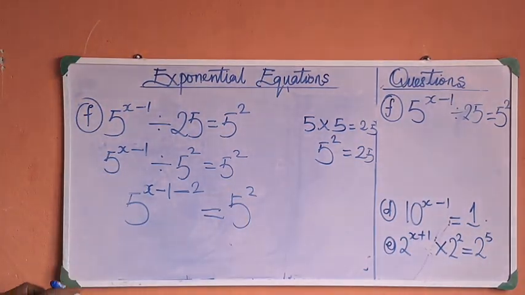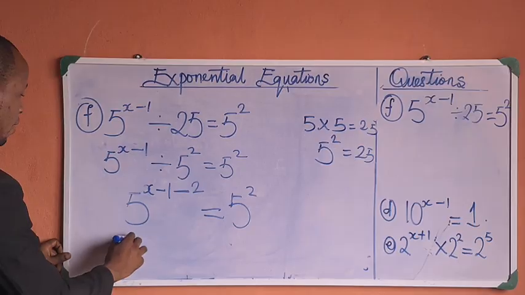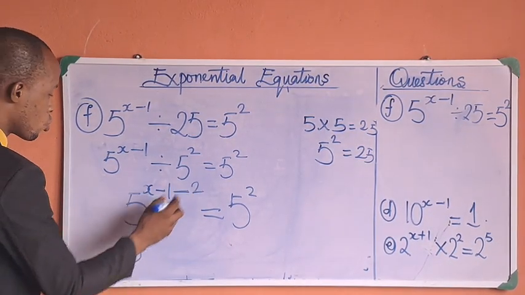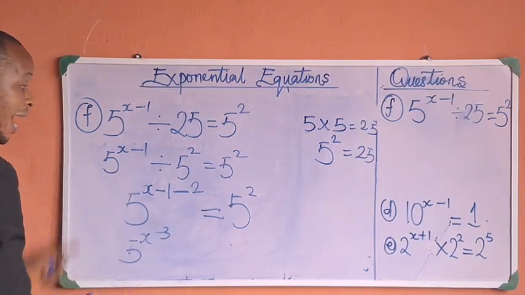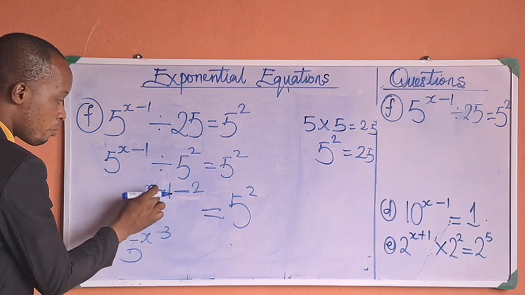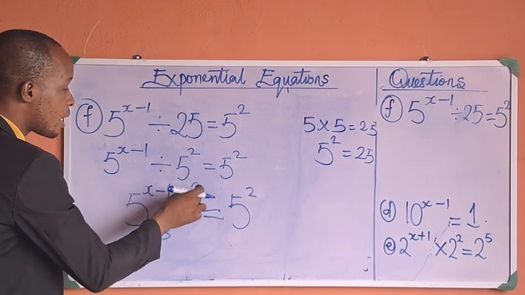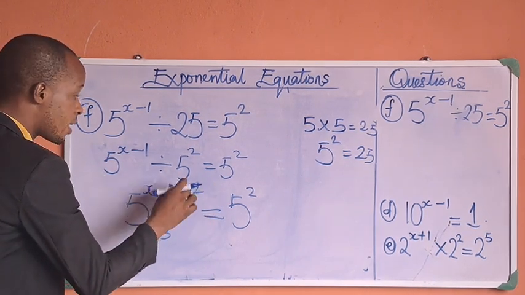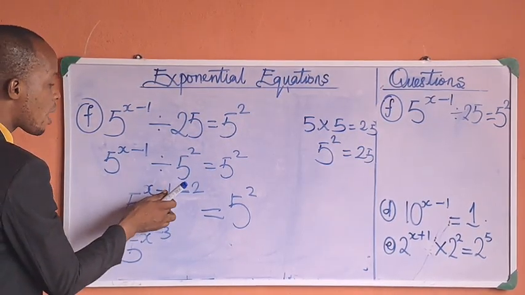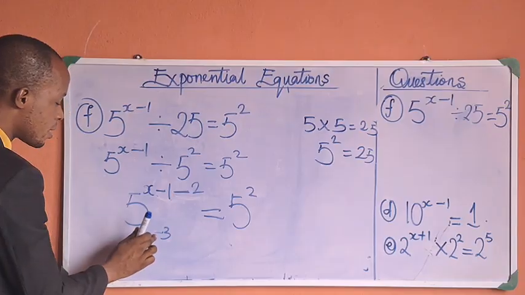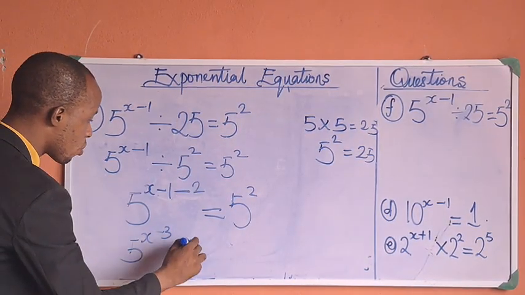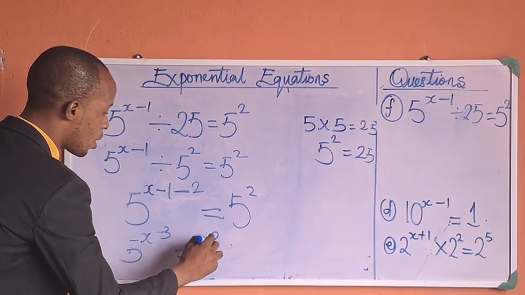So what are we supposed to do? From here, we have 5 raised to power x, okay, minus 1 minus 2 will give us minus 3. How do I get that? Imagine you are owing 1 naira, minus 1, and you are still owing another 2 naira, minus 2. Your debt has increased to 3 naira, and that is minus 3. So minus 1 and minus 2 will simply be minus 3, equals to the other side of the equation, which is 5 having the power of 2.